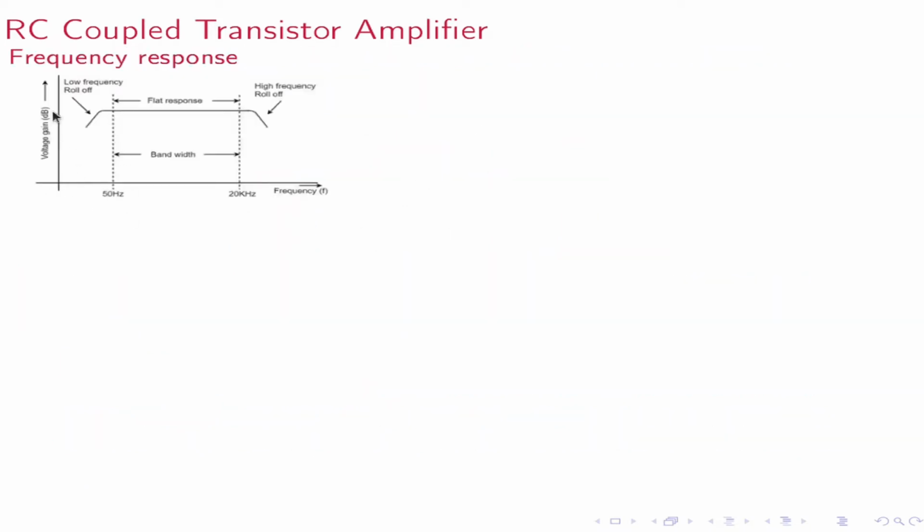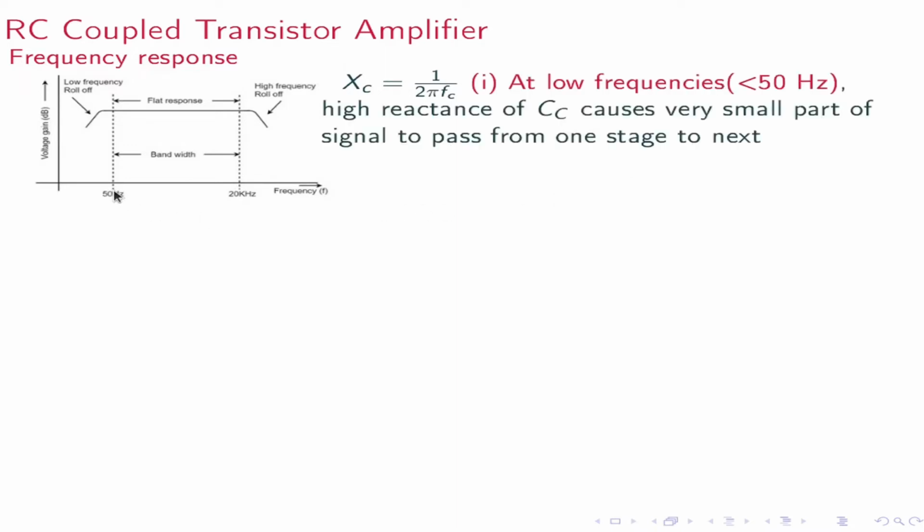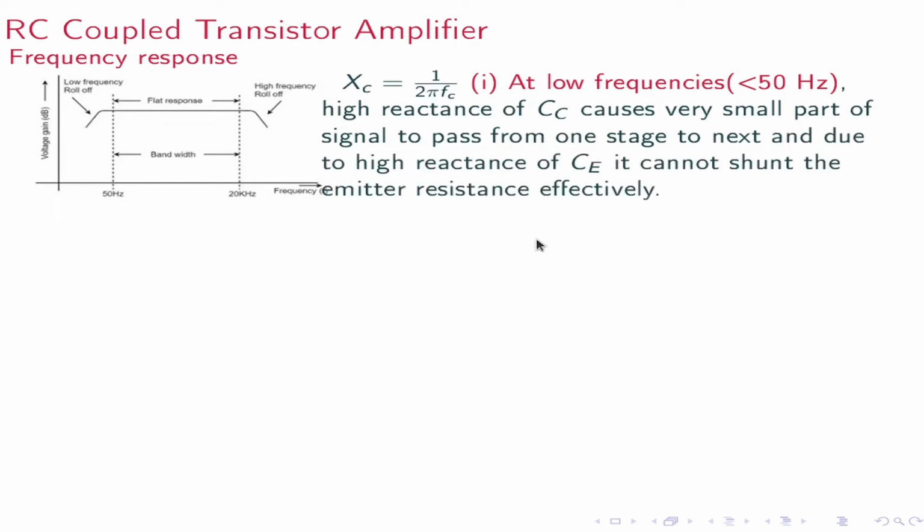Its frequency response is this one. Here the reactance X_C is 1 by 2 pi F C. At low frequencies, that is less than 15 Hz, F is low, therefore X_C is high. The high reactance of C_C causes a very small part of the signal to pass from one stage to the next. And due to the high reactance of C_E, the emitter capacitor, it cannot shunt the emitter resistance effectively.